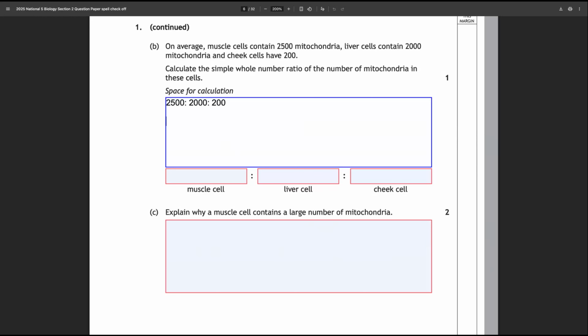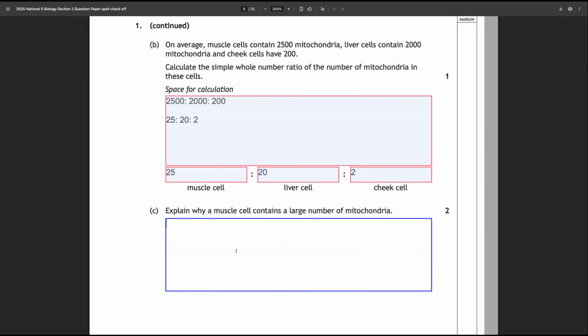So then what we have to do is we have to find a common factor that they'll all divide into. There's one quick way of doing this, which is we look at the number of zeros at the end of them all, and they all have 2 zeros. So that means we can divide by 100 in all of them, and we'll very quickly get to this answer by just removing the 2 zeros at the end. Okay, so the answer would be 25, 20, and 2. Okay, so that's a little bit of a maths question, but hopefully that isn't too challenging for you. Explain why a muscle cell contains a large number of mitochondria.